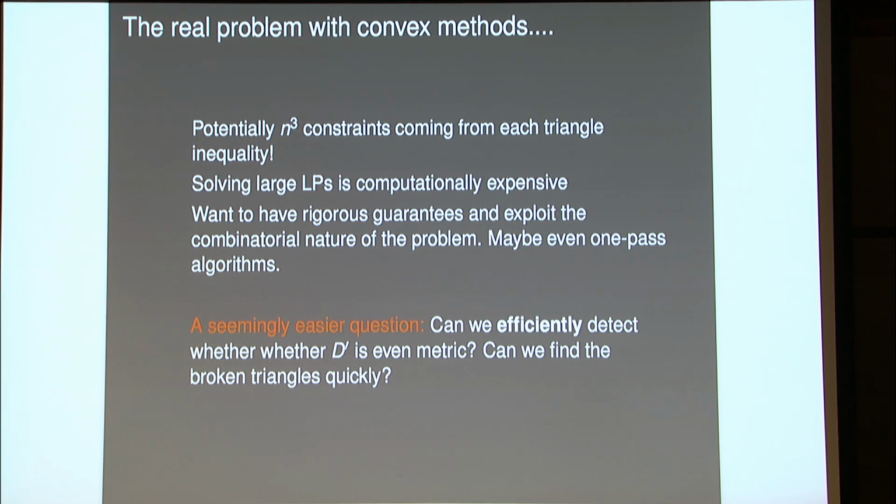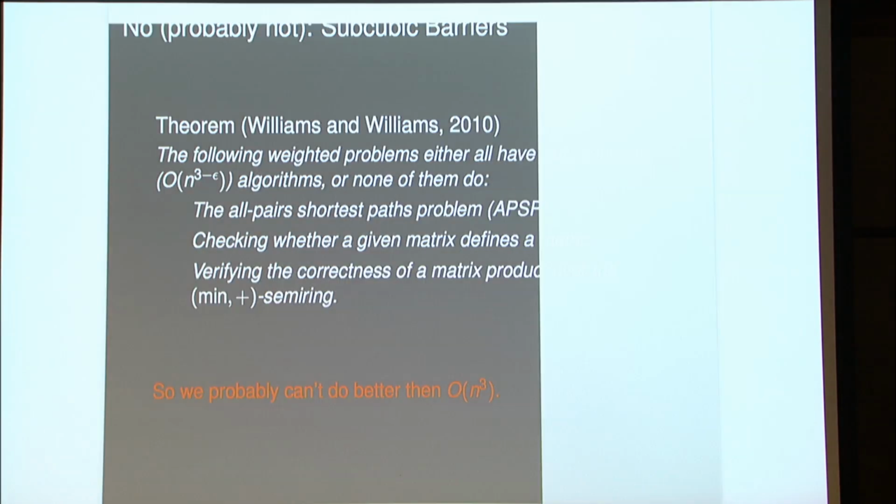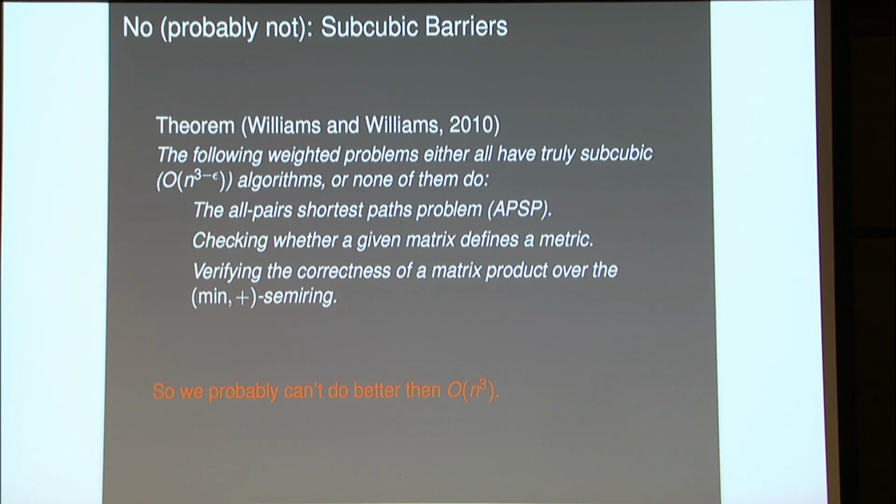So maybe we could efficiently detect whether or not the input matrix is a metric. Might it even be possible to find the broken triangles quickly? You might be tempted. Are you tempted? Please do not be. It's not likely to happen. So probably not, and we're kind of stuck with this number of constraints.